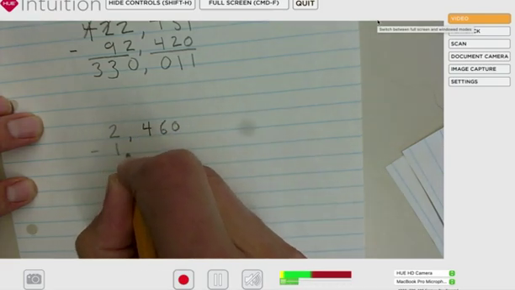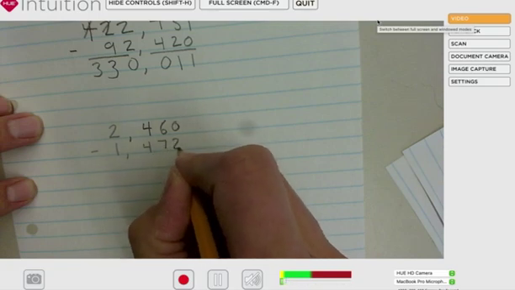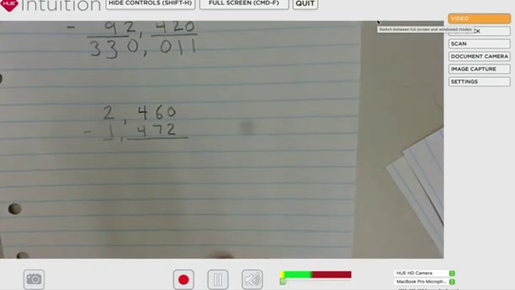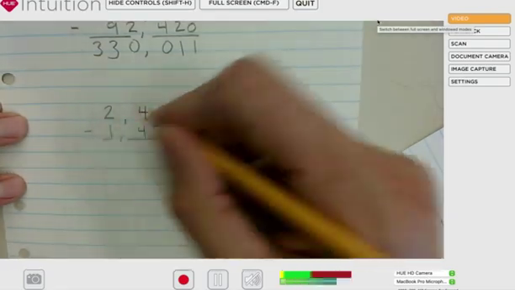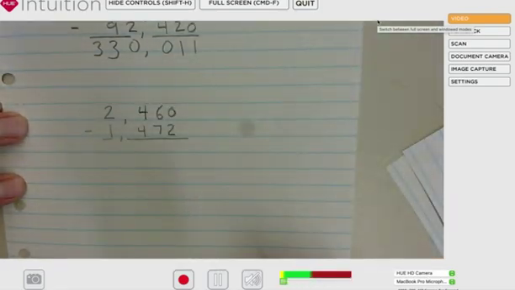2,460 minus 1,472. Looks pretty unremarkable. Pause the video so that you can copy this as perfectly as I do. See, look at the toy soldiers.